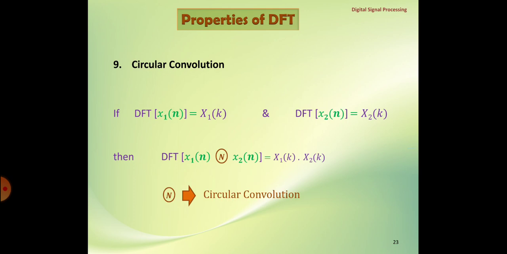Last property, circular convolution. If DFT of x1 of n is X1 of k, and if DFT of x2 of n is X2 of k, then DFT of circularly convolved time domain sequences, that is DFT of x1 of n circularly convolved with x2 of n, is equal to X1 of k multiplied by X2 of k. Meaning, what statement can we make here? Circular convolution in the time domain is nothing but multiplication in the frequency domain. Where N surrounded by a circle is known as circular convolution of sequences.